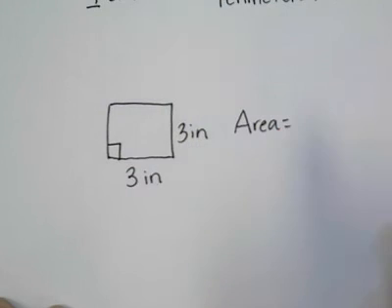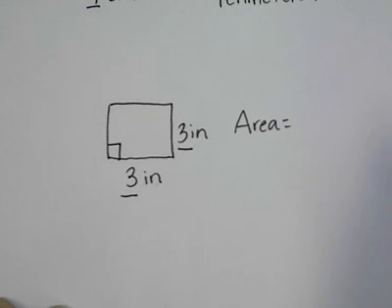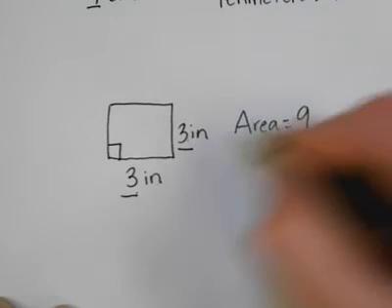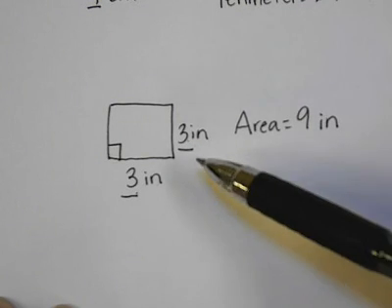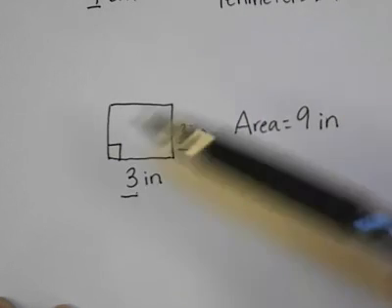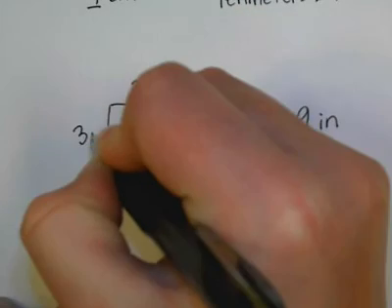To find our area, all we need to do is multiply the bottom number times the side, or the length times the width. 3 times 3 is 9, and then we add our unit of measurement, inches. Now to find perimeter, we're still missing information. But with a square, it's really quite simple. If all the sides are equal, the missing two sides are also going to be 3 inches.